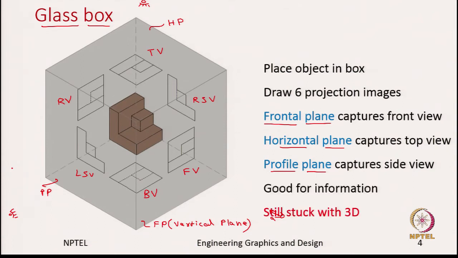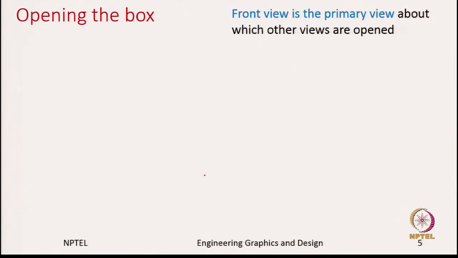So, good, we have solved this problem, but we are still stuck with 3D. Though all these views are 2D, now we have 6 views which are in the 3D space. But at the end of the day, when I want to do an engineering drawing, I need to draw it on a sheet of paper, which means all the 6 views should sit on a paper. Now, the question is, how do I bring all these 6 views and put them on one sheet of paper? The solution is to open the box.